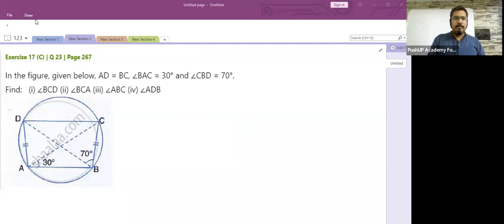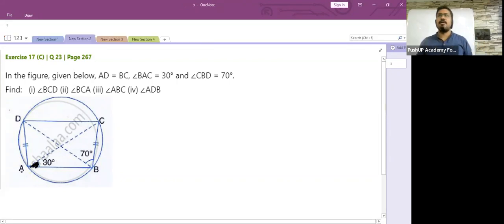Children, so they have given you angle BAC is equal to 30 degrees. So can't I say angle BDC will also be 30 degrees? And what is the reason behind it? Angle subtended by the same chord BC on the circumference of the circle, right? Now, they are asking us to find angle BCD. This is the angle which you have to find.